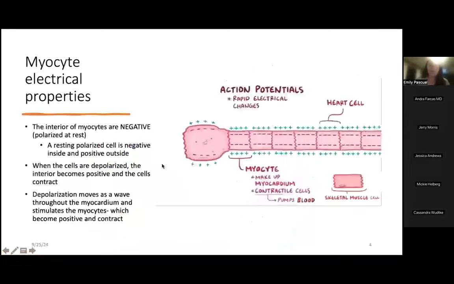Okay. So in terms of electrical properties, the inside of the myocytes are all negative. So they're polarized at rest. So a resting polarized cell is negative on the inside and positive on the outside. When the cells become depolarized, the interior becomes positive and the cells contract. And depolarization moves as a wavefront throughout the myocardium and stimulates the myocytes, which become positive and contract.